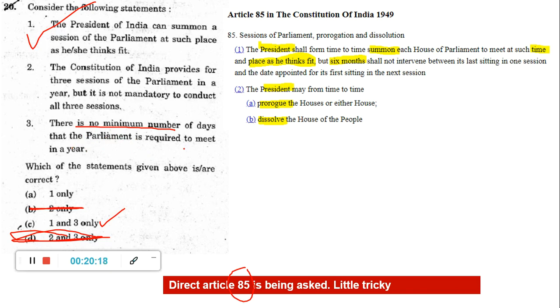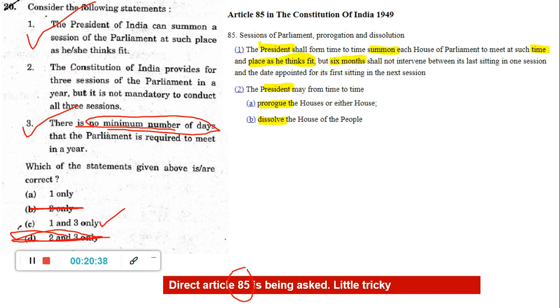So if you overthink it, you will think that once in 6 months means at least 2 times they have to meet. That kind of thing is there. But the minimum number of days is explicitly not mentioned. So the statement that there is no minimum number of days that the parliament is required to meet in a year is true. It is not mentioned in a numerical format. Only the condition is mentioned.